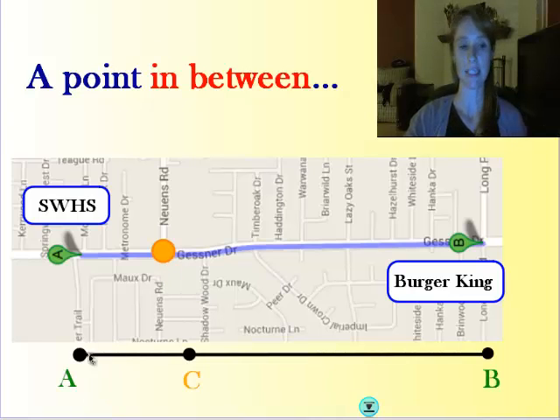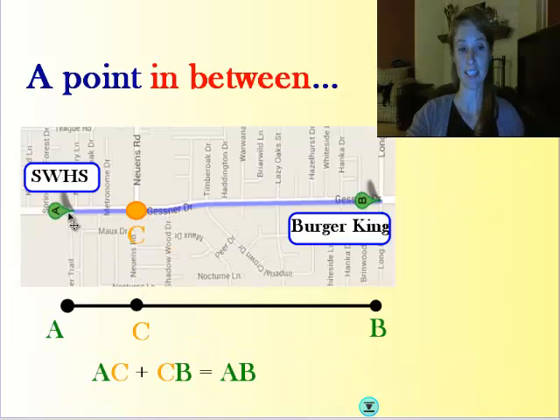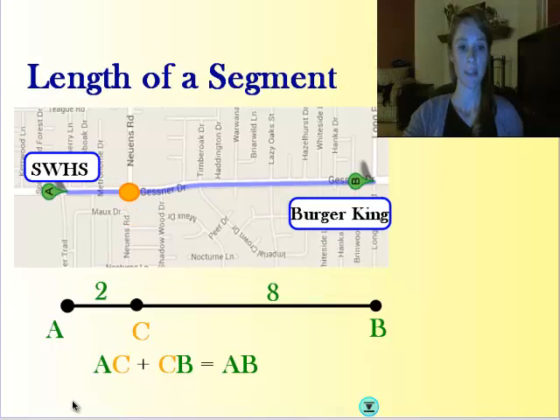Okay, I can also represent the length between Springwoods and Burger King as a line segment, with A being where Springwoods is and B being where Burger King is, and point C being a point in between the 2 endpoints, A and B. Okay, great. I could also say the distance you traveled from Springwoods to point C and the distance your friend traveled from Burger King to point C is equal to the total distance from Springwoods to Burger King. So I could actually represent that here. The length of line segment AC plus the length of line segment CB is equal to the total length of line segment AB.